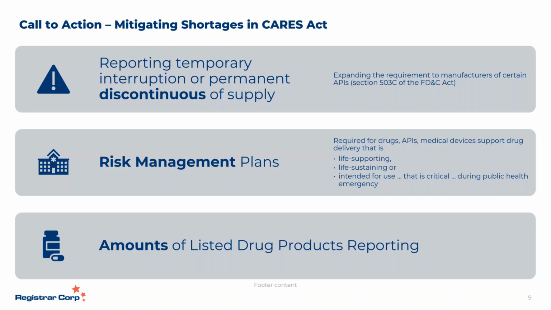In order for companies to know when they need to report, manufacturers are required to have on site a risk management plan to be able to assess when a filing is necessary to the agency. For the agency to be able to monitor at a higher level, reporting the amounts manufactured within a calendar year is required for all listed drug products.